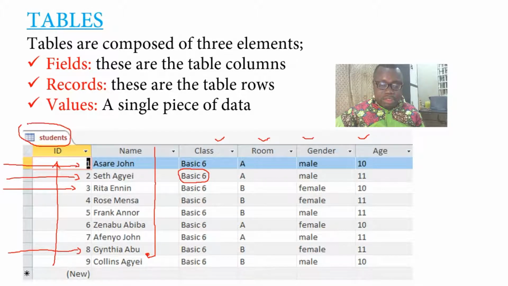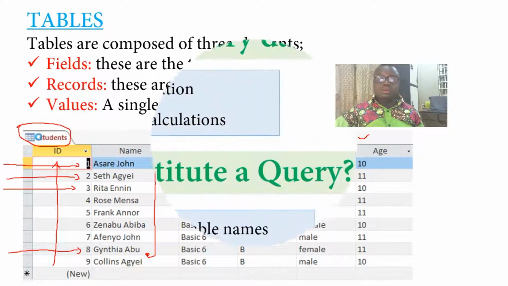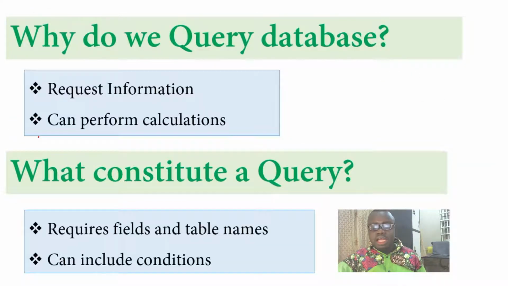So look at this table. This table is known as the student table. Very good. And in the student table, we've got all these entities. That is field, which is the columns, the records being the rows, then the values being the individual piece of data that we have in the table. So don't forget, we are dealing with the student table. So let's go back. Now, we say we need a field and then the name of the table. Good. Then we also need to include conditions.